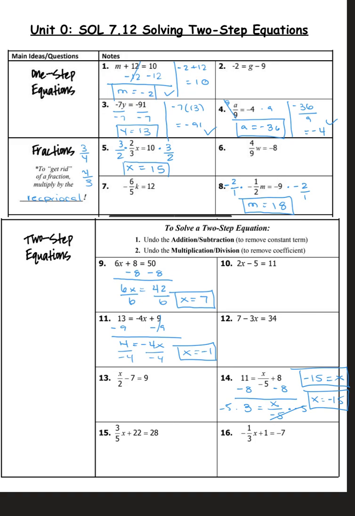All right, so the last example that we are going to look at is 3 over 5 x plus 22 is equal to 28. So we're going to subtract 22 from both sides. We get that 3 over 5 x is equal to 6. Again, with the fraction, we multiply by the reciprocal, so I'm going to flip my numerator and denominator. That cancels here and just gives me x. 6 times 5 gives me 30. 30 divided by 3 gives me 10.